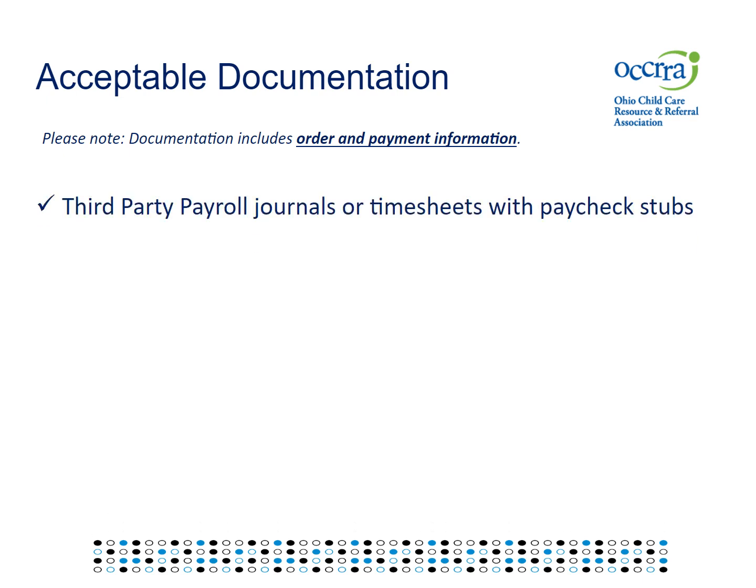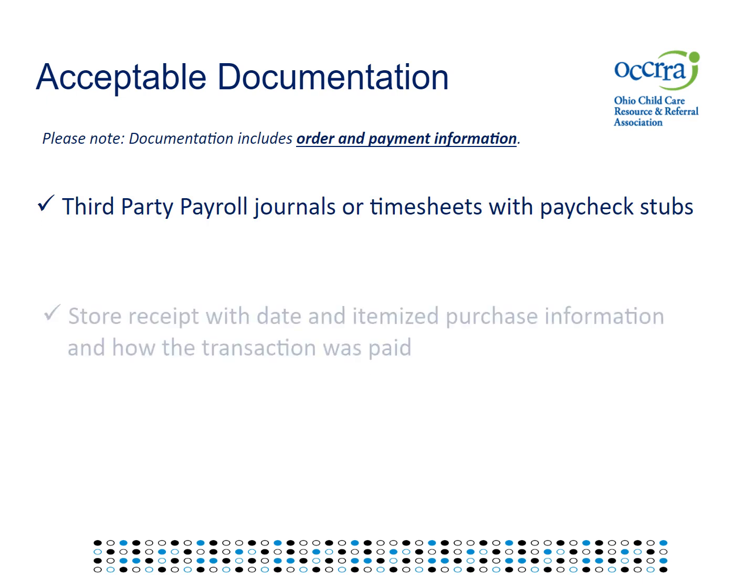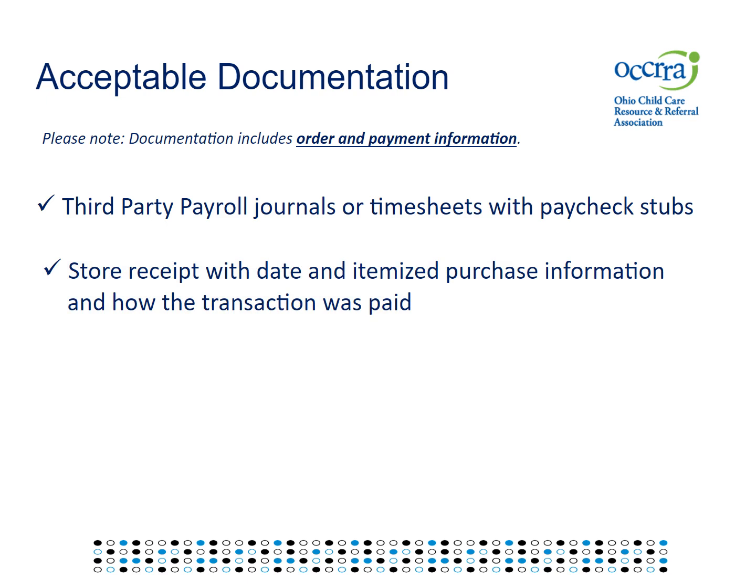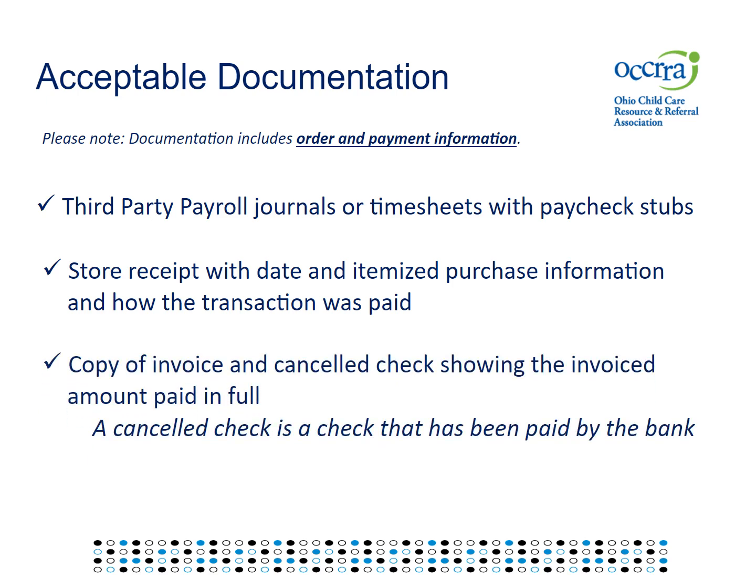Third-party payroll journals or timesheets with paycheck stubs. Store receipt with date and itemized purchase information and how the transaction was paid. Copy of invoice and canceled check showing the invoiced amount paid in full. A canceled check is a check that has been paid by the bank.